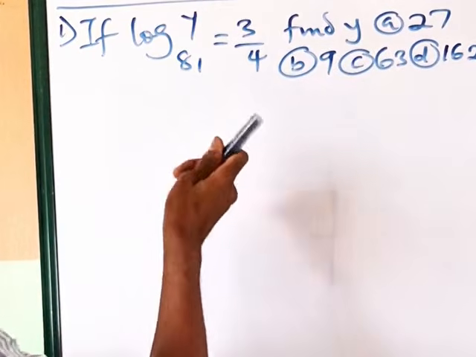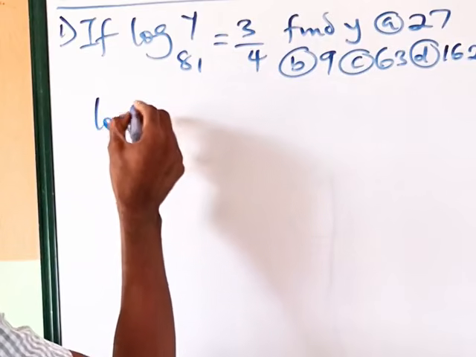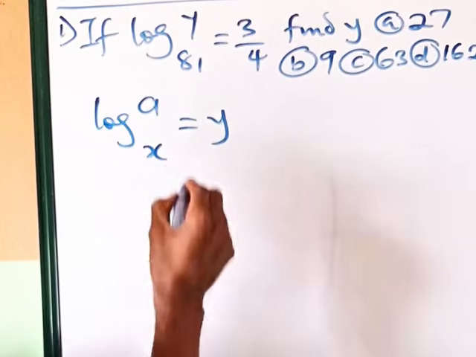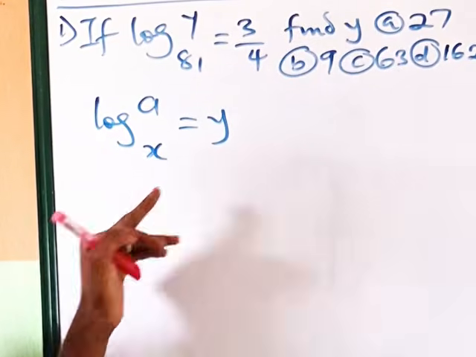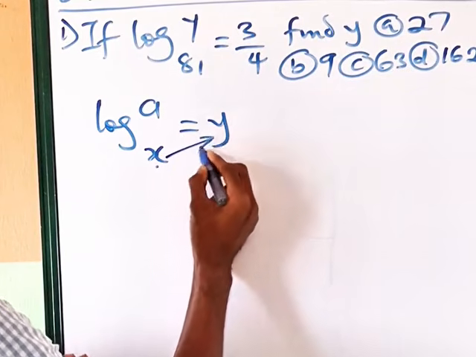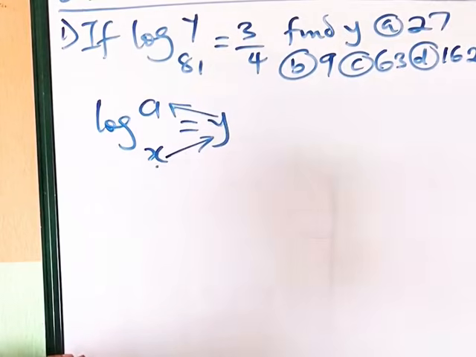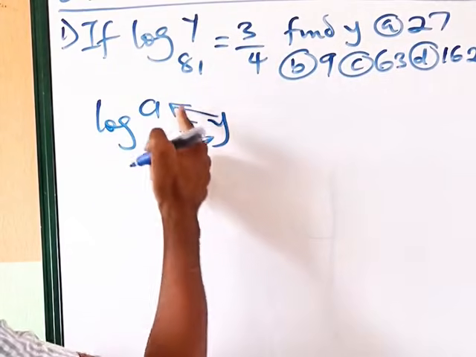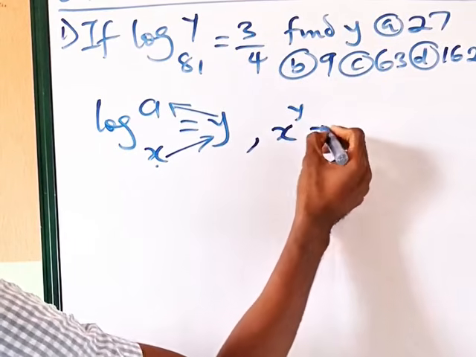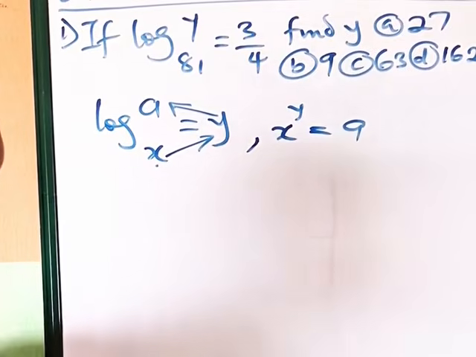All you just need to do is, when you have log a base x equal to y, and they ask you to find y, this base x raised to the power of y will give you a. What do I mean? If I want to remove this log, all I have to say is x raised to power y equals a, and I will be able to get the answer. So that law is what we are going to use here.